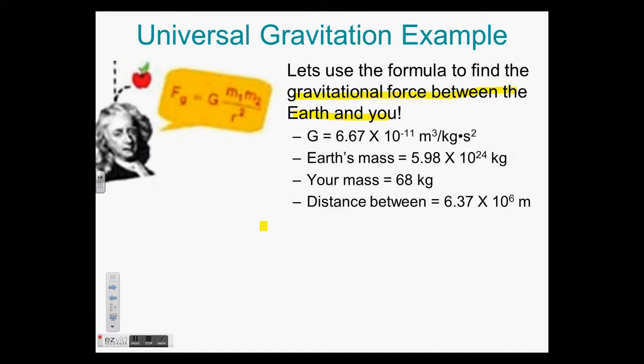And that's it for gravity. Again, the key idea is gravity is determined by mass. The more mass, the more gravity. Also determined by distance. The closer the distance, the more gravity.